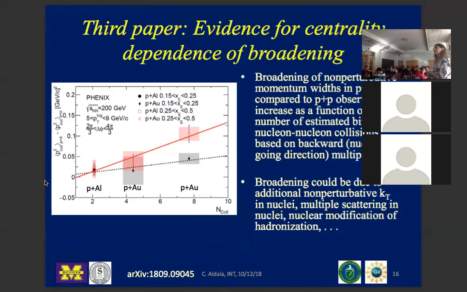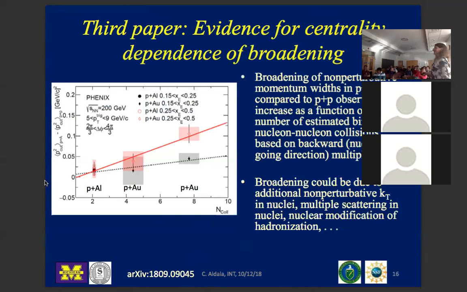So it seems that this broadening in pA with respect to pp increases as a function of the centrality, the number of estimated binary nucleon collisions. Of course, in pA you have a bunch of things that could be contributing. We discussed a number of them in the paper.